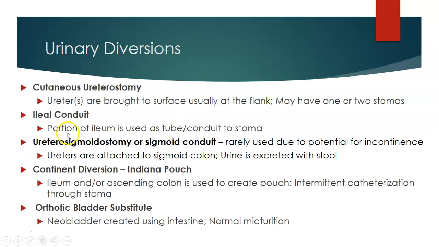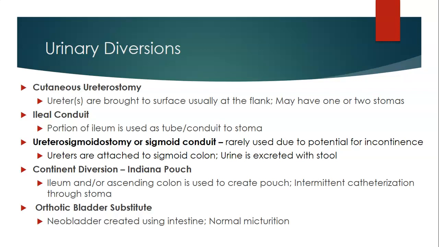Next, we have the sigmoid conduit. Because I can't pronounce that word, I'm not even going to try. These are pretty rarely used because they have a high potential for incontinence. This is where ureters are attached to the sigmoid colon, and then the urine is excreted with the stool. So if you think about it, as much urine as somebody produces in a day, you're adding that to the stool. High potential for incontinence, so it's really not going to be used very much anymore. I guess sometimes you got to do what you got to do, but not too common.